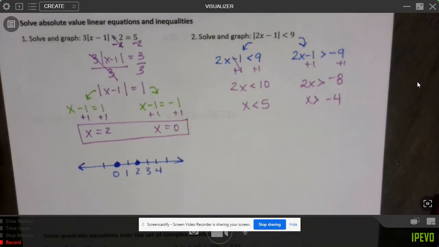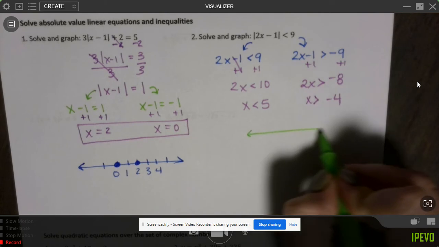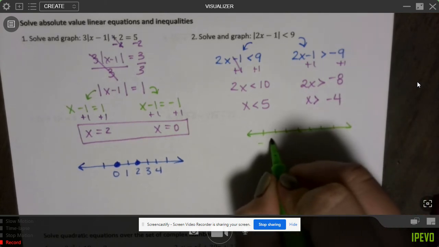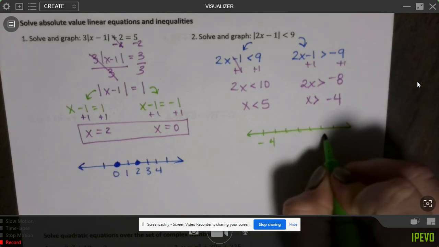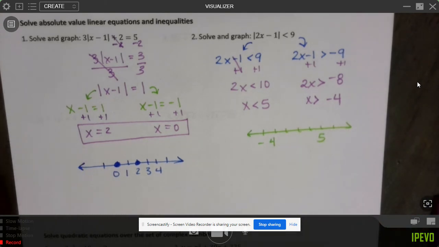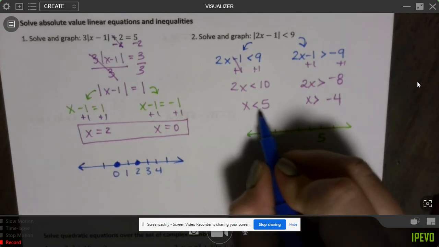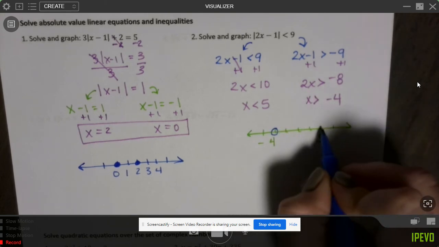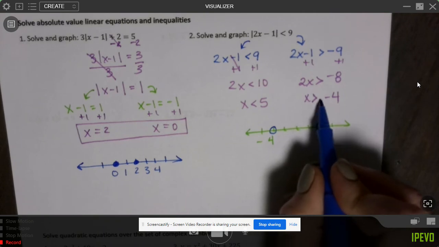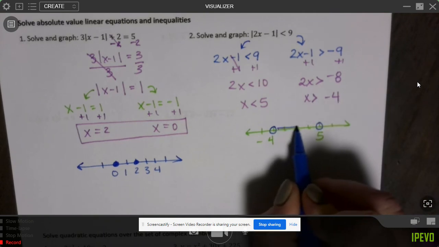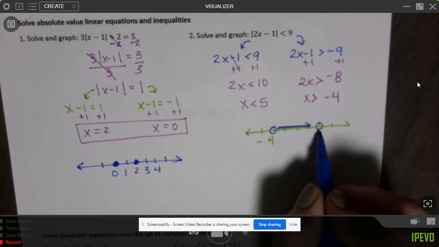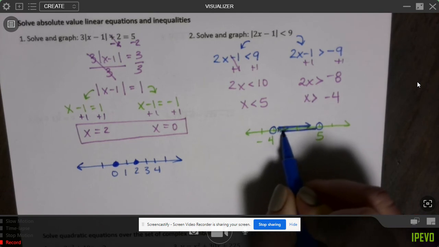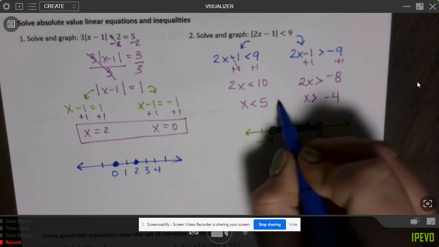When it comes to graphing this inequality, we've got negative 4 down here and a 5 up here. Notice what happens. It's an open circle because we have less than, not less than or equal to. And we've got x is greater than negative 4, so it's going to go this way. And we have x is less than 5. So what we end up with is an and problem.